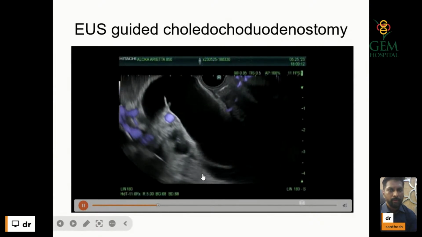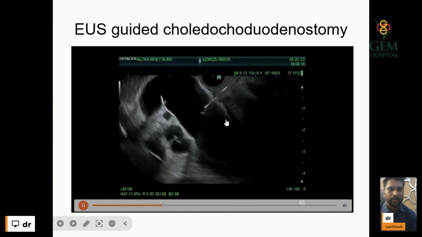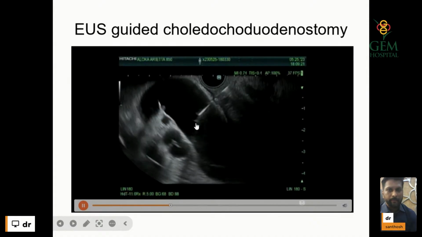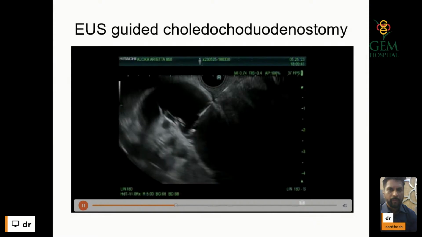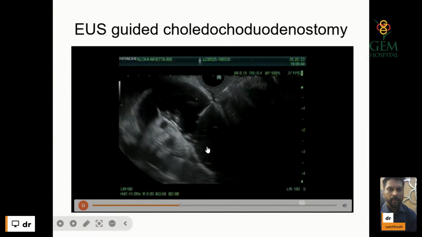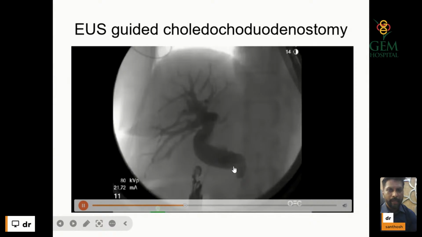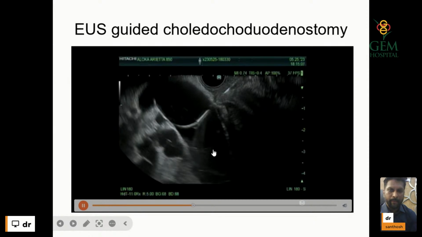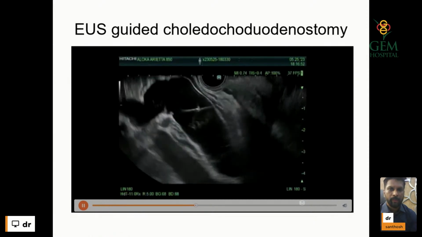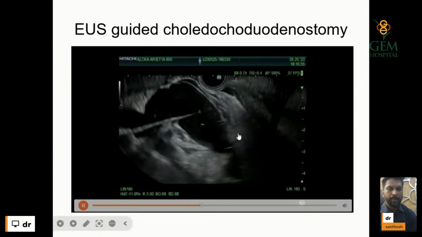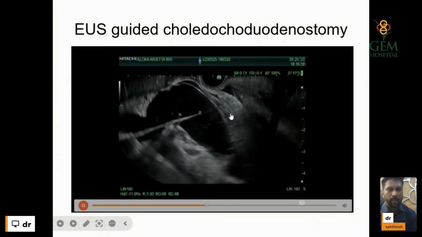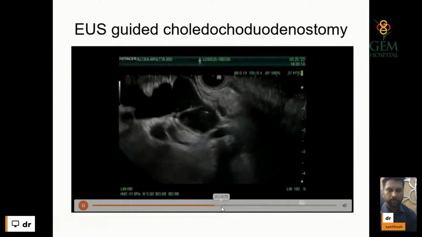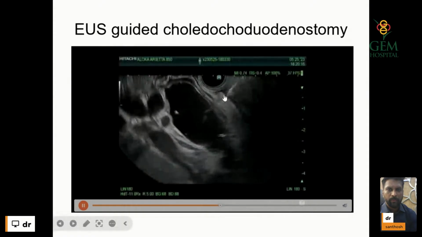So we can use two methods. One, we directly puncture into the bile duct, confirm it by putting contrast. So you can see a dilated CBD with abrupt cutoff. So place a guide wire. Then we can use a lumen apposing metal stent, which you can use directly. So this is a stent which is coming.